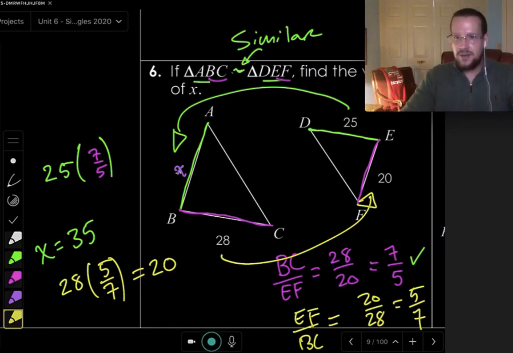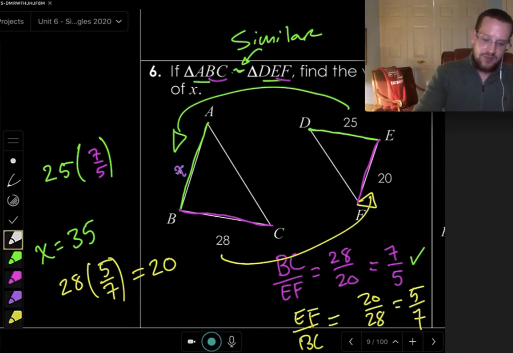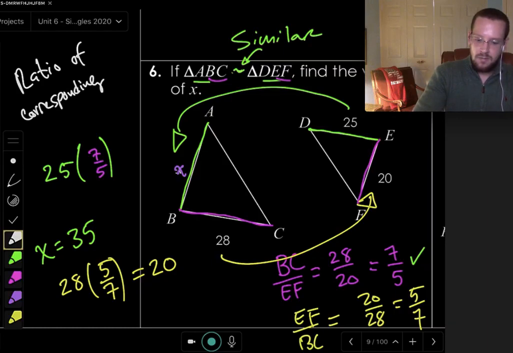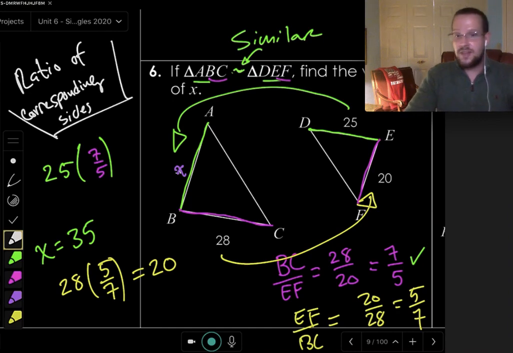We're finding the scale factor, and then we're using that scale factor. We're finding the scale factor, the proportion, the ratio of corresponding sides. Scale factor is a ratio of corresponding sides. And then we're using that scale factor to determine our unknown value.